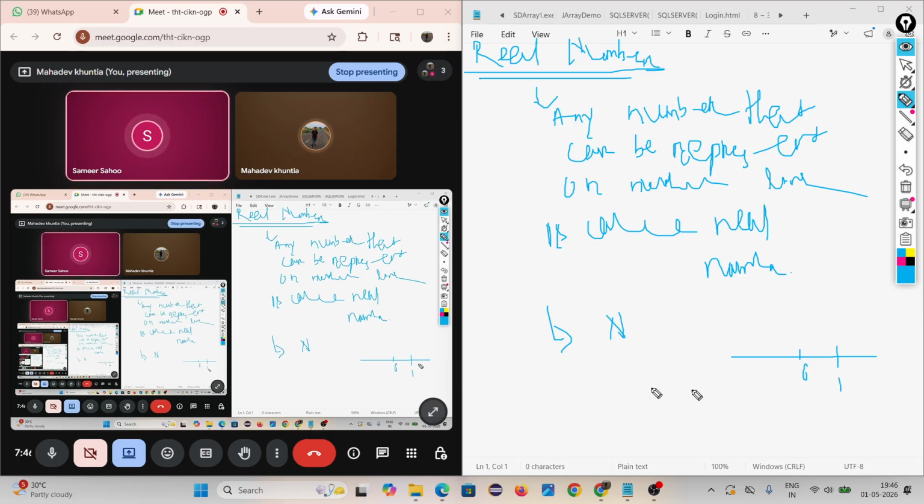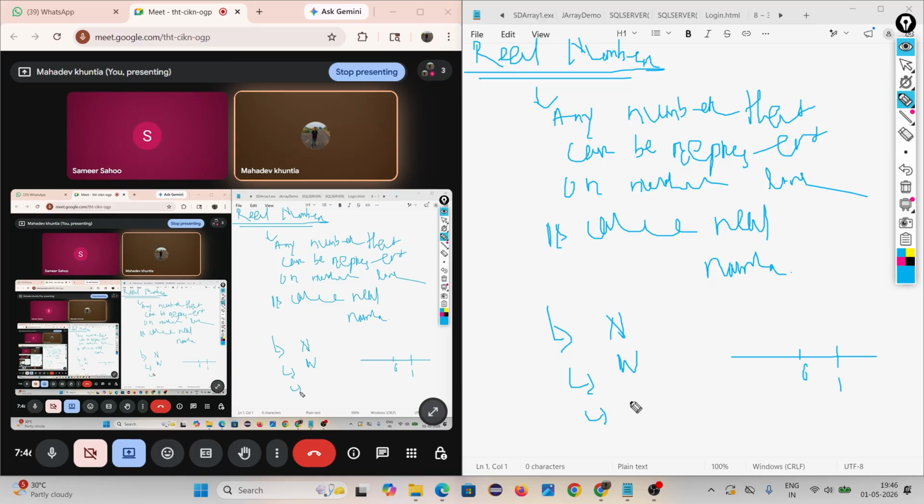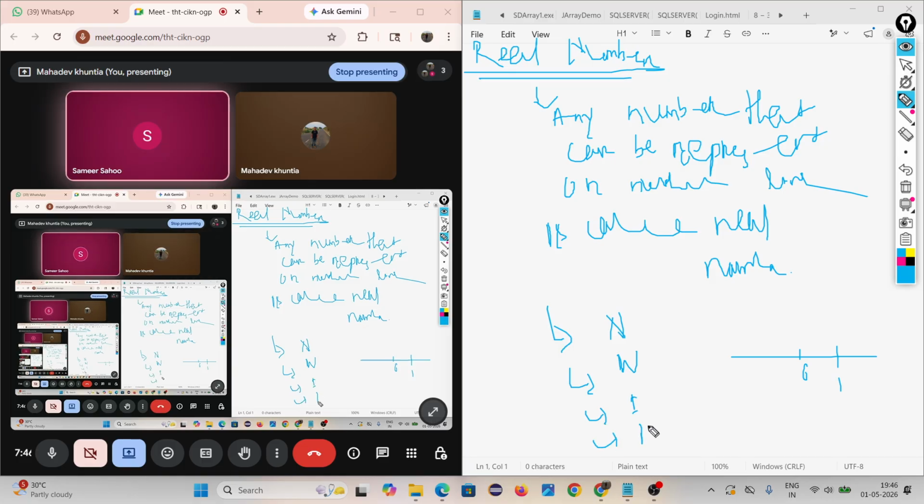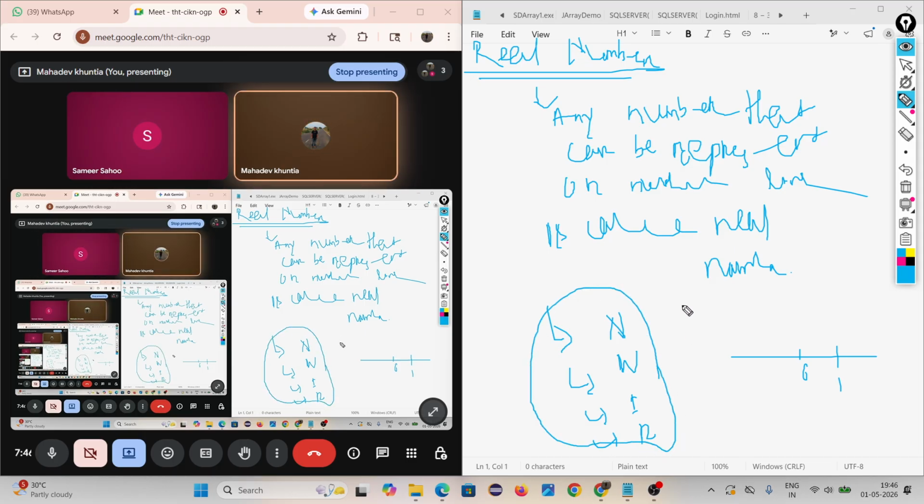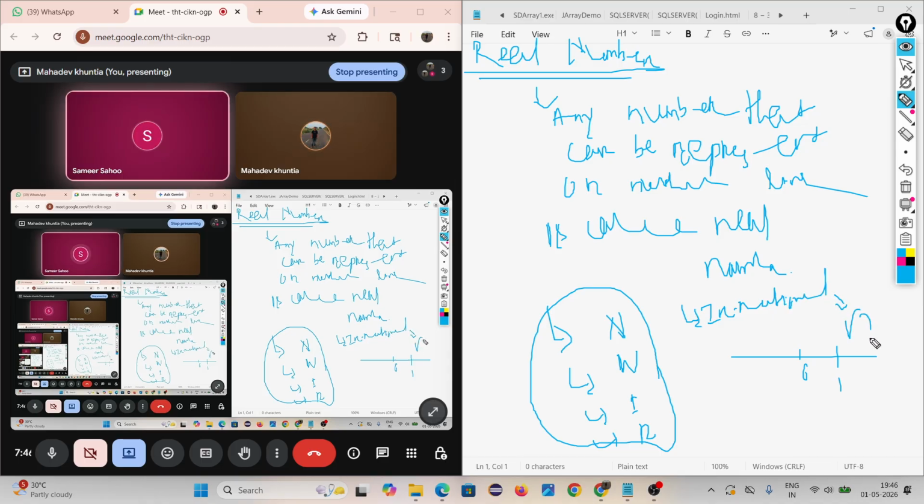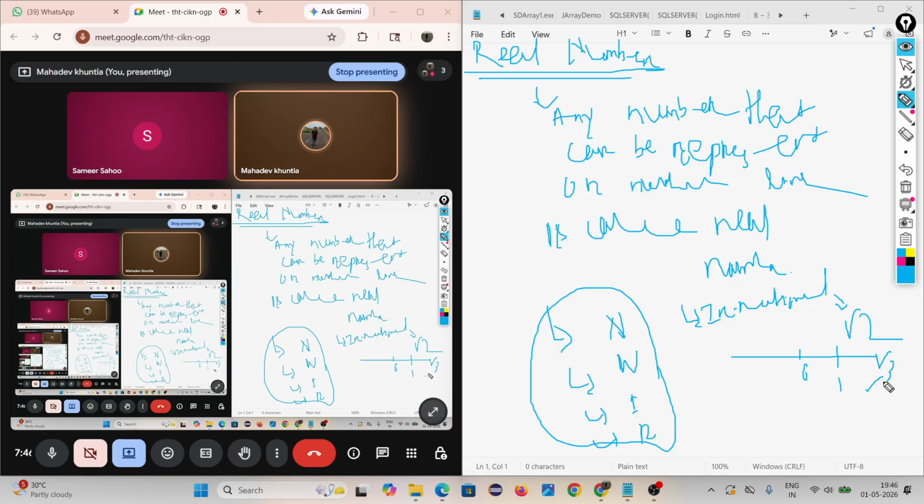Zero, and on the right hand side: natural numbers, whole numbers, integers, rational numbers. Till this, you know how to represent these numbers on the number line. And you also know how to represent irrational numbers on the number line. In 9th class, first chapter, you learned how to represent root 2, root 3, root 5, root 6 on the number line.